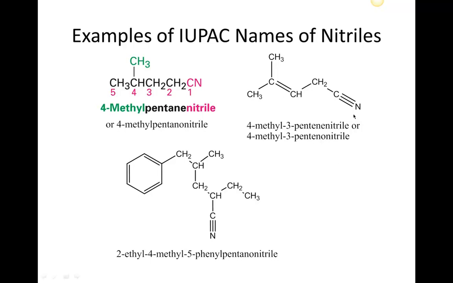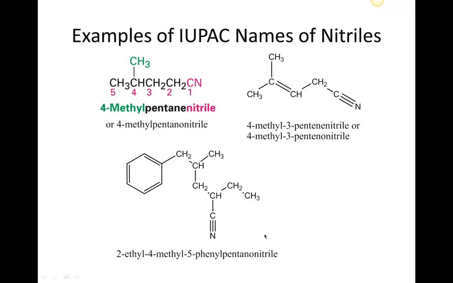Here's another example. Again, this one has to be number 1, so you number accordingly, and you get either 4-methyl-3-pentene nitrile or 4-methyl-3-pentenonitrile, and they really mean the same thing. The only difference is whether you have that O or that E inside the word there.